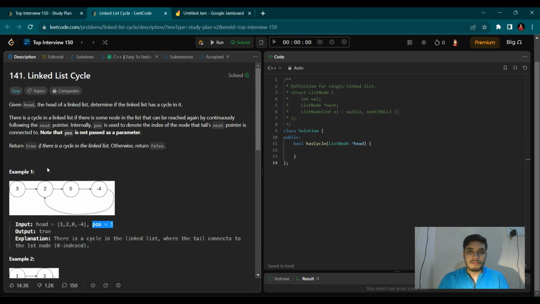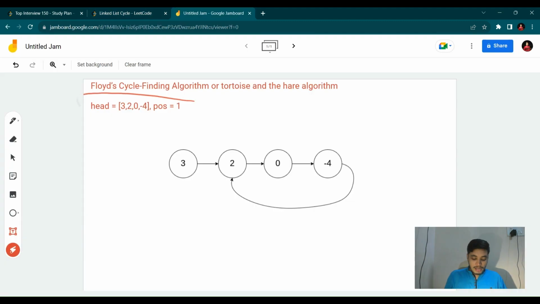Let's understand the question and how we can solve this. Here I have taken the example from the question. You can see that we have been given the head, and using this head you can get all the nodes present in that linked list. We have also been given the position at which the tail is going to be pointing. That means the cycle is present.